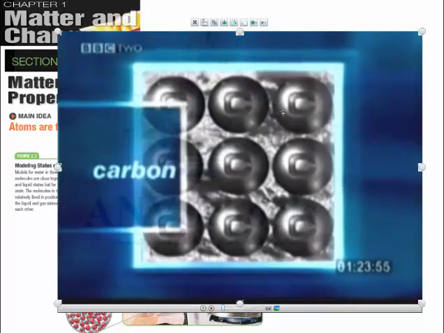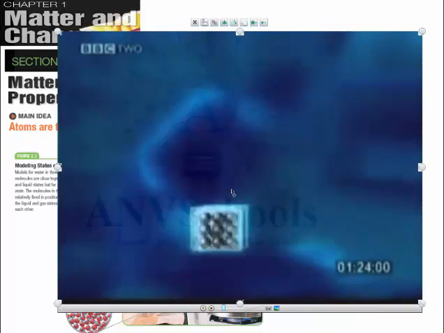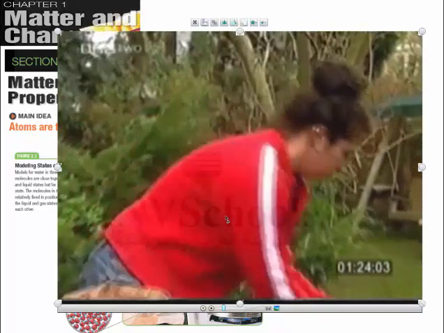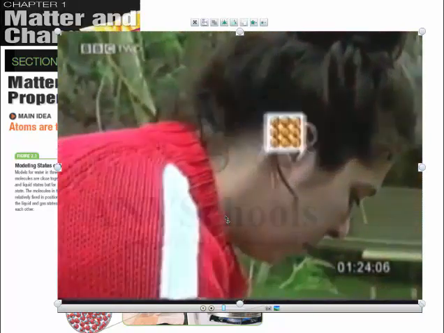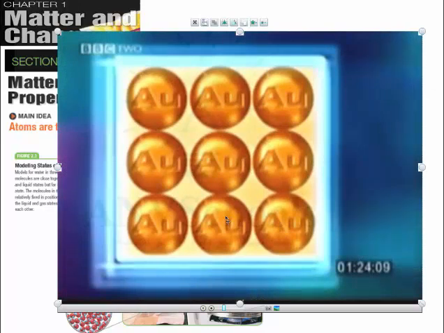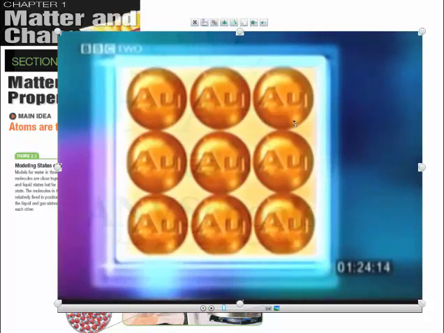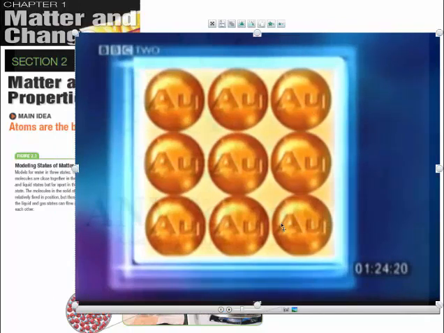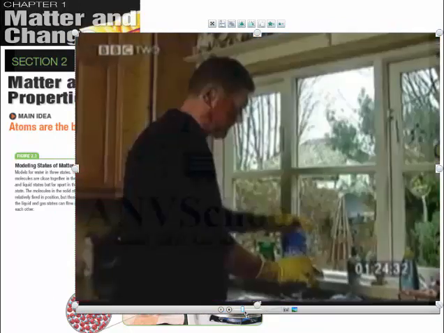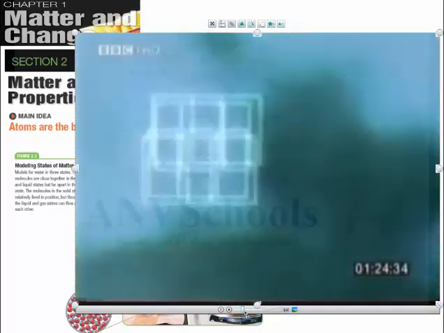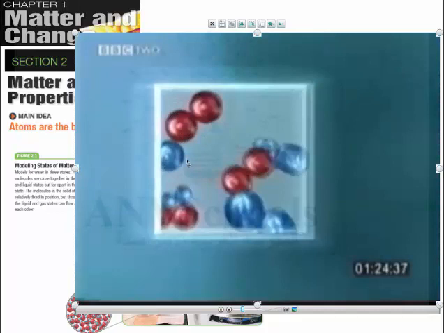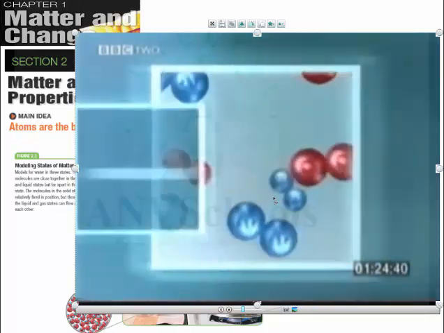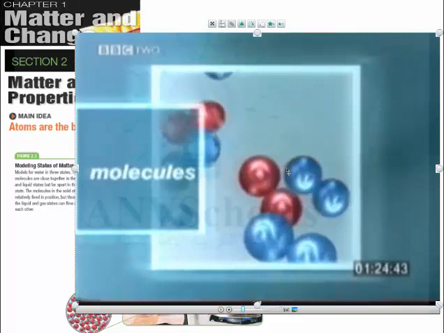If we are having carbon, carbon is just another example of an element, and it will be made by different carbon atoms. This is gold. Gold is another element, and this element is made of atoms of gold. We look at another example. If we were having this charcoal, which is carbon, it is matter.